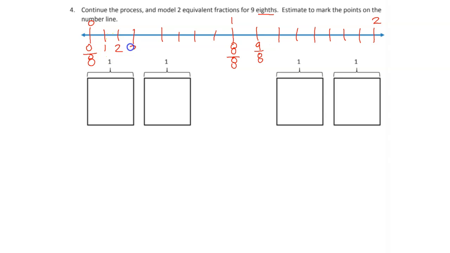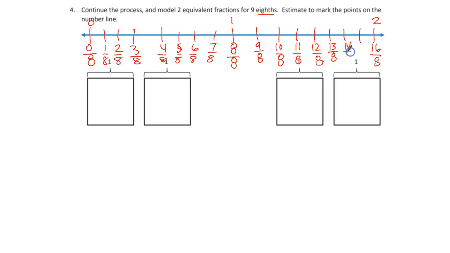I could go in 1, 2, 3, 4, 5, 6, 7, and put my 8s in. My fractions. Do the same thing here. I know that if 1 is 8/8, 2 is going to double the 8/8 and be 16/8. So this would be 10/8, 11/8, 12/8, 13/8, 14/8, and 15/8. We're talking about 9/8.